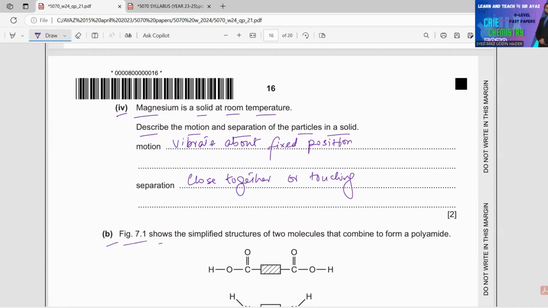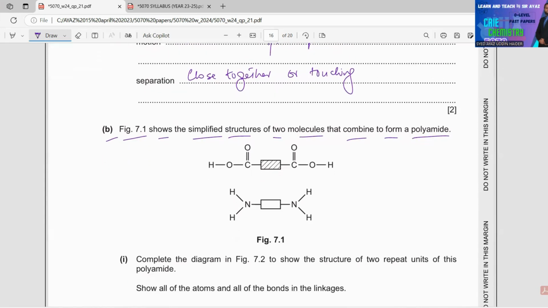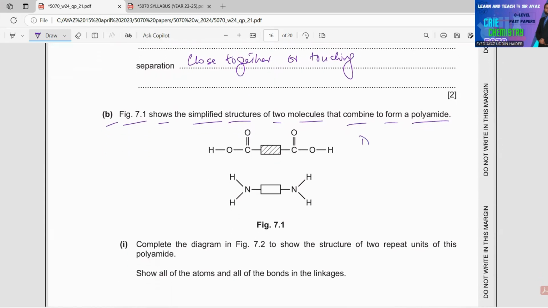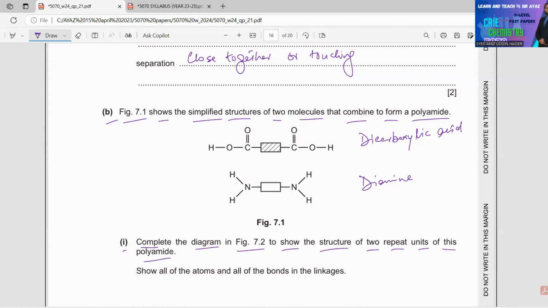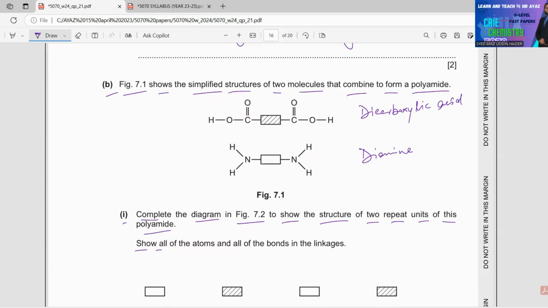B. Figure 7.1 shows the simplified structures of two molecules that combine to form a polyamide. The top one must be dicarboxylic acid, having carboxylic acid at both the ends. And the other structure below is diamine because having amine groups. Number 1, complete the diagram in figure 7.2 to show the structure of two repeat units of this polyamide. Show all of the atoms and all of the bonds in the linkages.